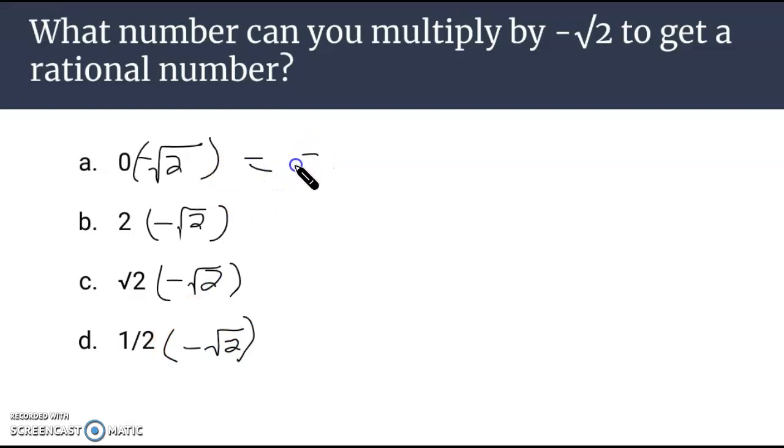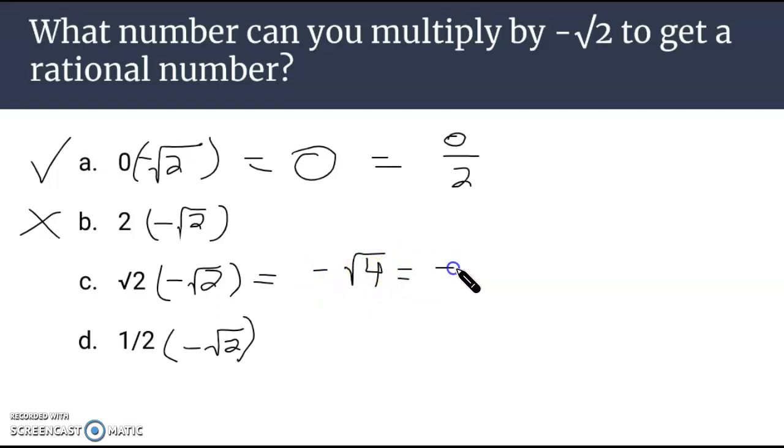A, I get 0. 0 can be written as a rational number, like 0 over 2, so A works. 2 times square root of 2, that does not work. That's an irrational number. Square root of 2 times square root of 2 is square root of 4, and that negative sign's still out in front. This simplifies to negative 2, which can be written as negative 2 over 1. C works, and then D does not work. That is an irrational number. So the right answers here are A and C.